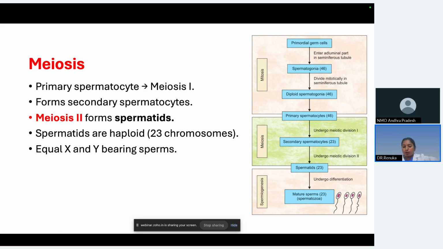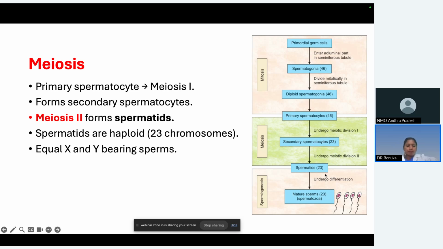What is the number of chromosomes in the secondary spermatocyte? 23. Can you see it here? From the primary spermatocytes, after they undergo meiotic division 1, they form secondary spermatocytes with a haploid number of chromosomes. And then there will be meiosis 2. After meiosis 2, spermatids are formed. Spermatids have haploid chromosomes, N, 23 chromosomes. This is meiosis 2. Primary spermatocyte to secondary spermatocyte is meiosis 1. Secondary spermatocyte to spermatid is meiosis 2.